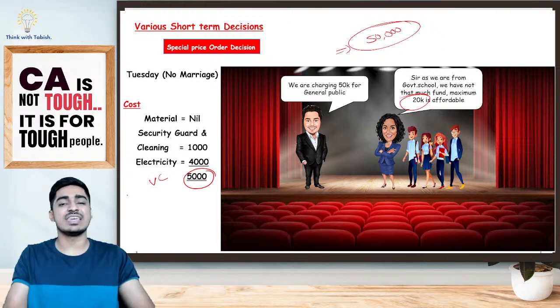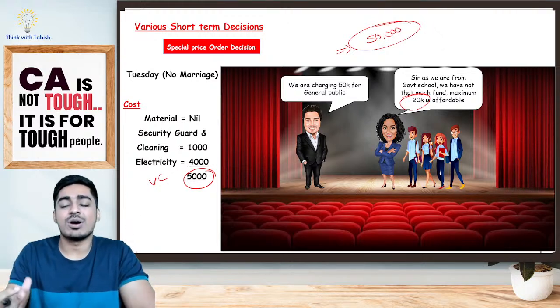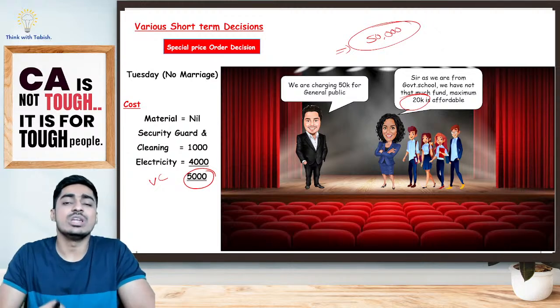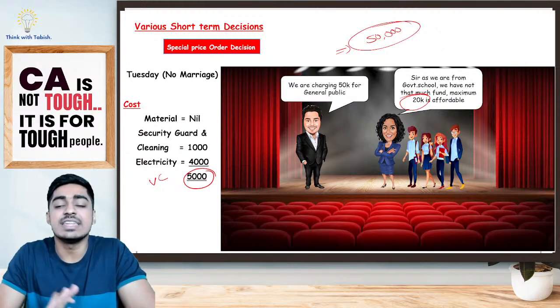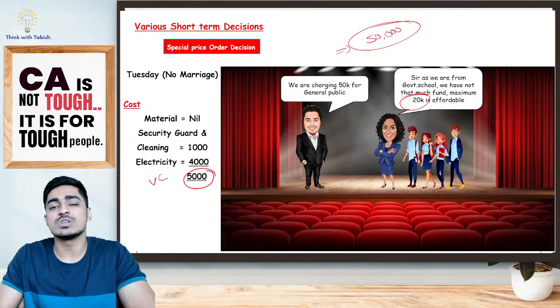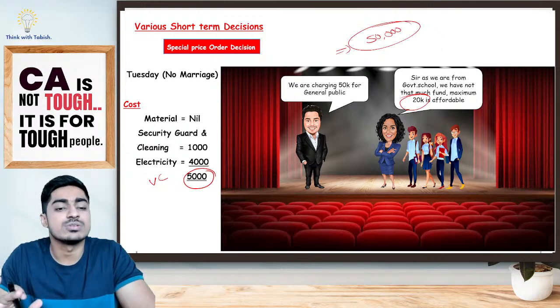Specific fixed cost, nothing as such, because whatever is there, all the depreciation and other things, it is just the generic overheads. We will only allocate that. Specifically, nothing is incurred just for government students. And opportunity cost, because it was Tuesday, there was no other function, there is no opportunity.